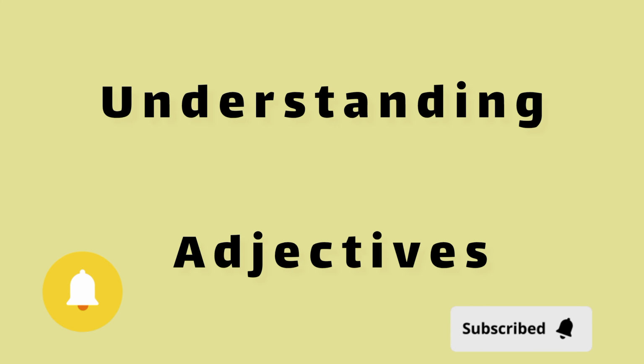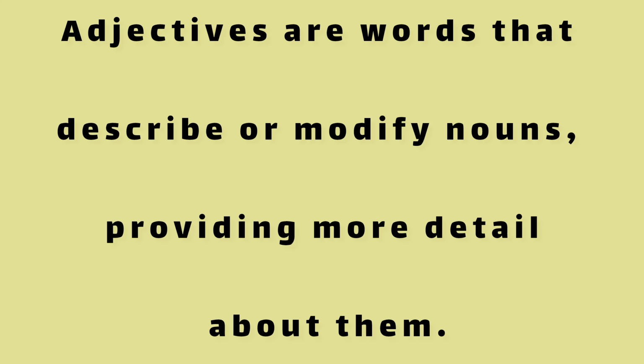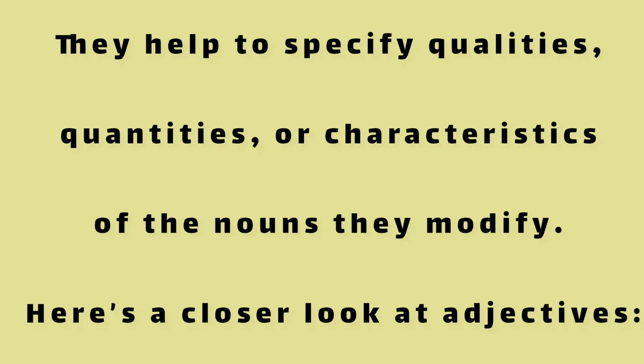Understanding adjectives. Adjectives are words that describe or modify nouns, providing more detail about them. They help to specify qualities, quantities, or characteristics of the nouns they modify. Here's a closer look at adjectives.